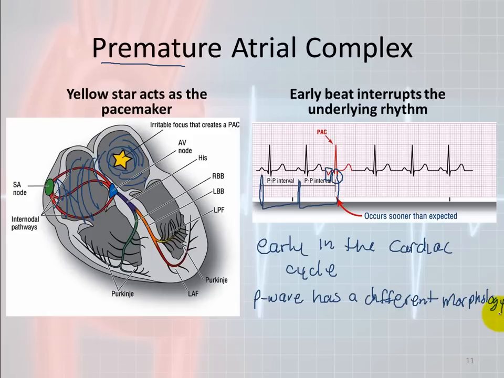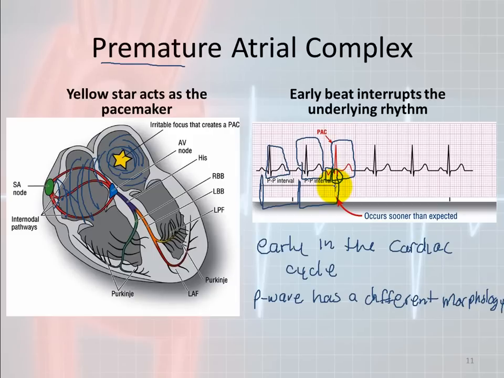But you also have to look at the QRS complexes. Outside of the P wave here, look at all of these QRS and T waves. Even in the PAC, they all look the exact same. The only thing that changed here is the P wave.